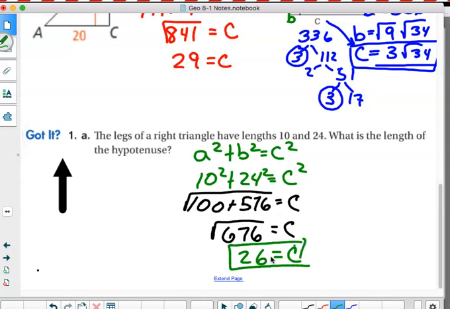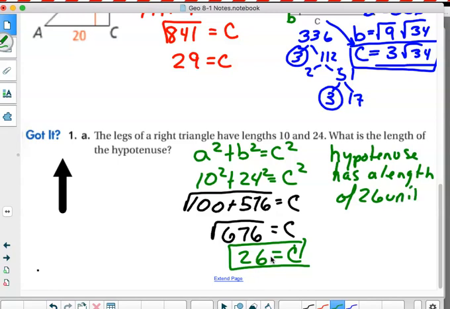Okay, now that's C, but they're asking what's the length of the hypotenuse? So I've got to say the hypotenuse has a length of 26 units. Word question, word answer. And I have my work to support that. Now let's slide on.